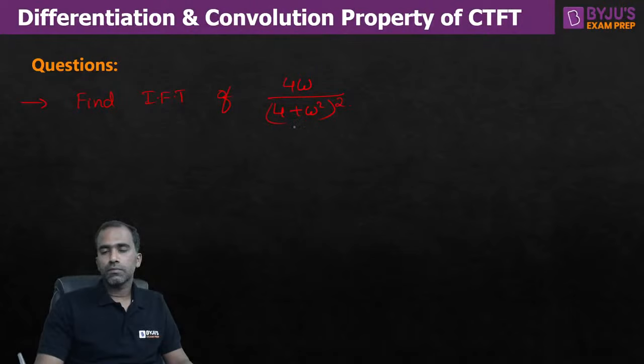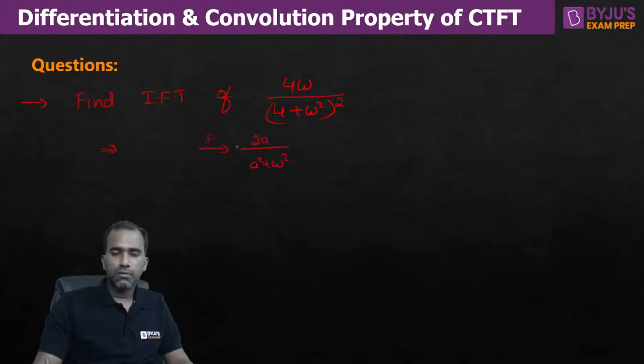Then you can apply properties. Okay, so if you want, I'll do a generic one also. So what is the function that you already know? It is 2a by a square plus omega square, a function that we already know.